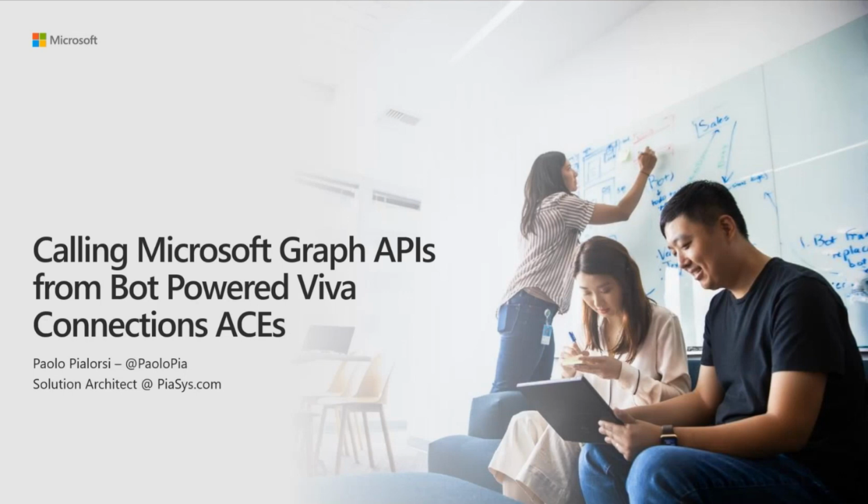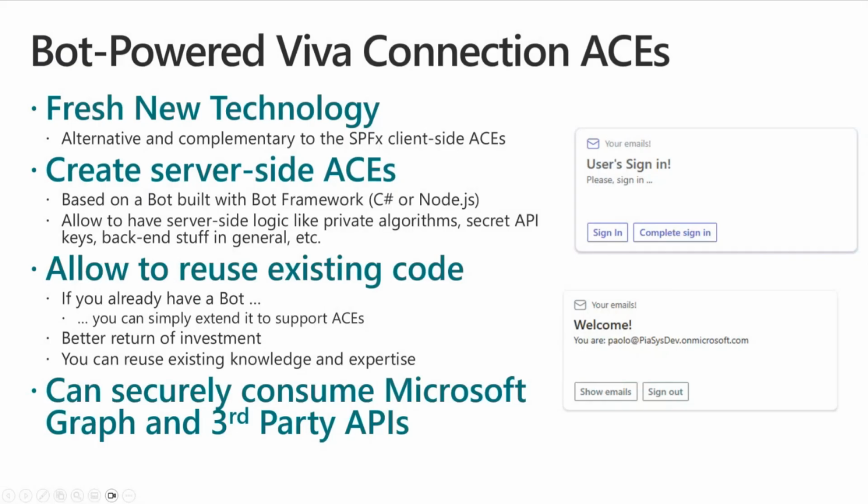And yes, we are going to talk about how we can consume Microsoft API from bot-powered ACEs for Microsoft Viva Connections. We have already covered a couple of months ago how to create a bot-powered ACE, or adaptive card extension, for Viva in a previous community call. Now, today, we want to dig into something close to the real life experience and to real life solutions.